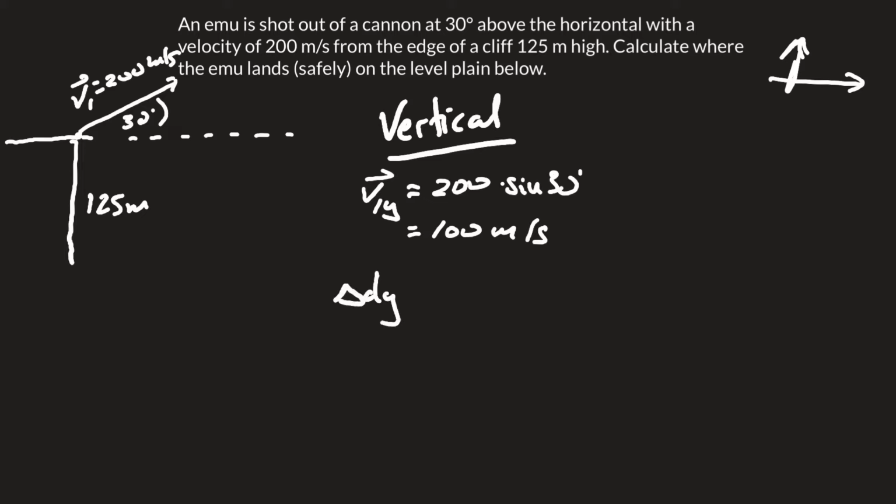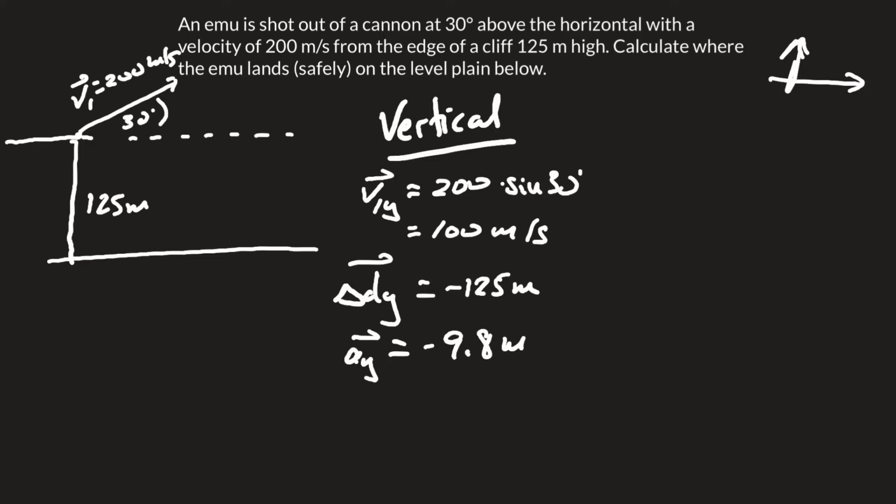Our net displacement is going to be negative 125 meters because it's going 125 meters down from the top of the cliff to the bottom of the ground. So we have some ground over there. And of course, we have the acceleration due to gravity, which is negative 9.8 meters per second squared. Let's take a look at our horizontal components as well, and then we'll decide what kind of math and what equations we're going to use.